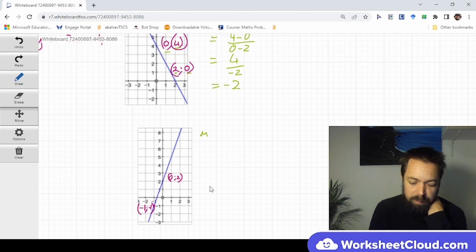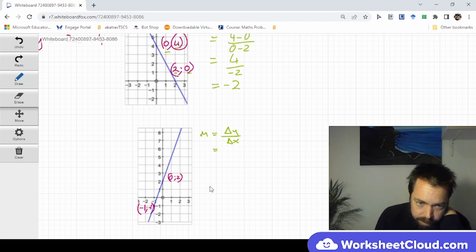So working out m first. It's change in y over change in x. This time, I'll still work from left to right. So my y goes minus 1 and 2. So then I've got minus 1, minus 2. And my x starts at minus 1, and then it gets to 0. So minus 1, minus 0. I'm left with minus 3 over minus 1, which cancels out to 3. So my gradient for this graph is 3.